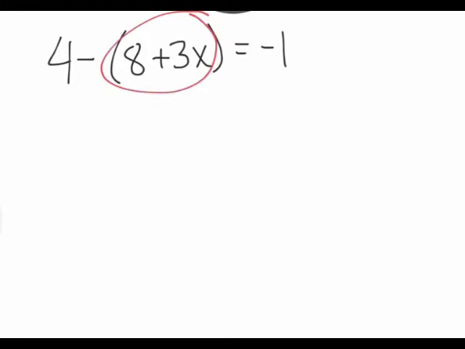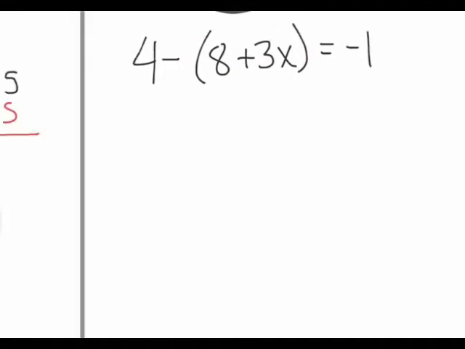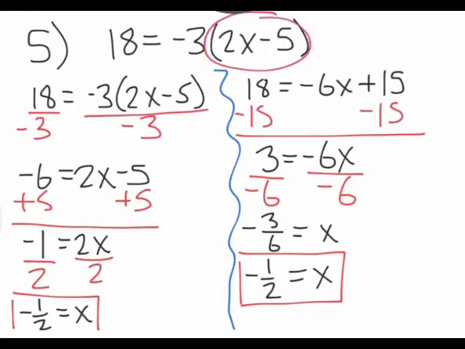4 minus (8 plus 3x) equals negative 1. Notice that we have a set of parentheses right here. In general, anytime you see a set of parentheses, one thing that you can do, and usually the best thing to do, is to distribute. Just like in the previous problem, we saw the set of parentheses, and we distributed the negative 3. You always can do that, and sometimes it's best to do that.